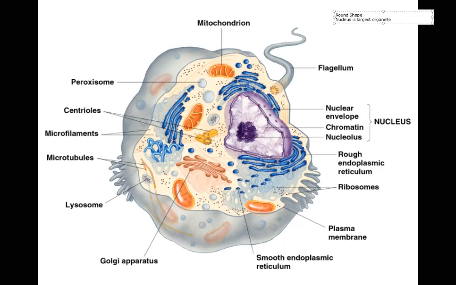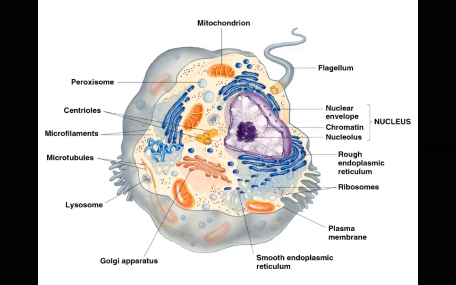But we have to modify or adapt that generic cell to all the different functions it performs, whether it's a lung cell, a liver cell, a red blood cell, or a neuron. All these different types of cells have different characteristics and different amounts and sizes of the different organelles to perform their functions optimally. Okay, so typically round in shape, and the nucleus is typically the largest of the organelles.